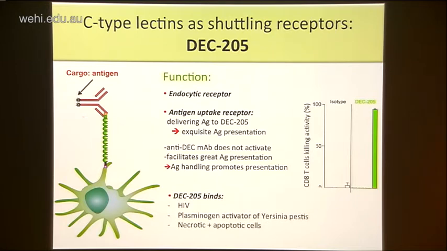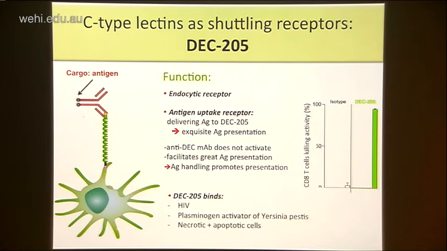As a side note of things to consider, DEC205 has been shown to be involved in HIV binding, I say that loosely, and also plasminogen activator of Yersinia pestis. Now, this is not direct binding, this is indirect binding that they've shown. So I think still much data needs to be out there before we can absolutely convincingly say that DEC205 directly binds HIV or plasminogen activator for that matter and results in its uptake.